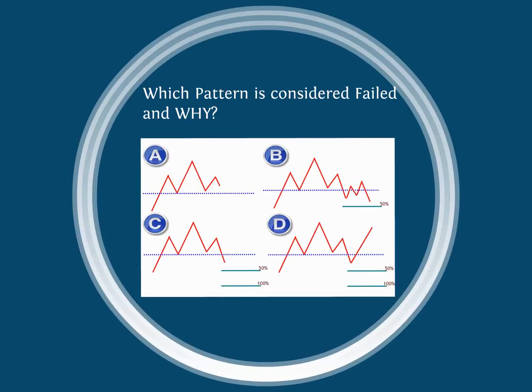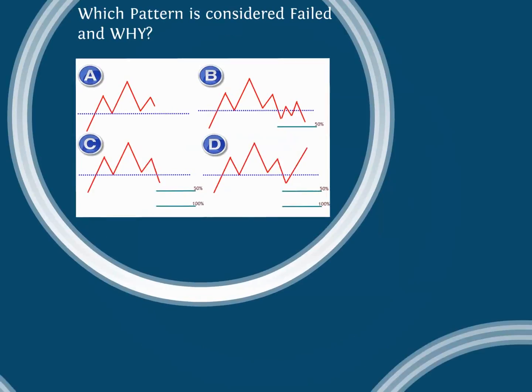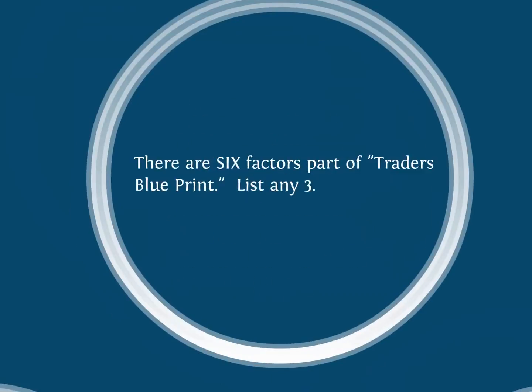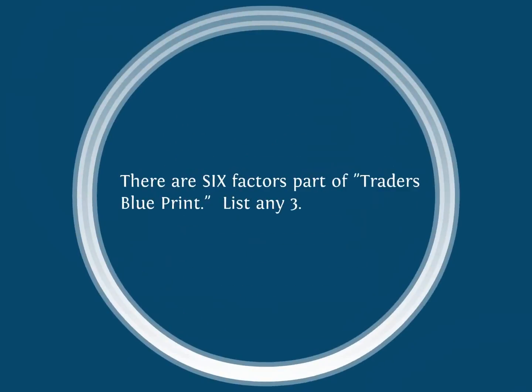Okay, question 4. There are 6 factors that are part of the trader's blueprint, the ones I presented, my blueprint. If you guys can list any 3 of them.